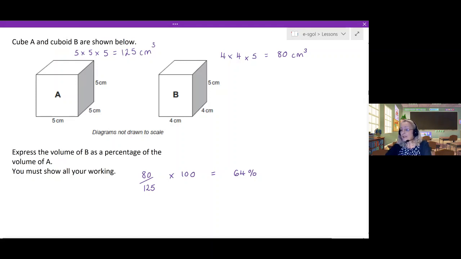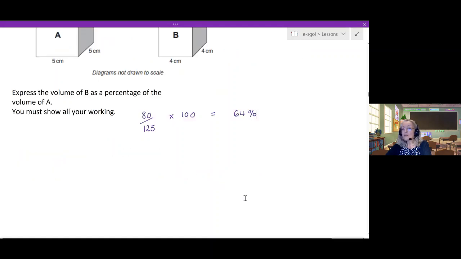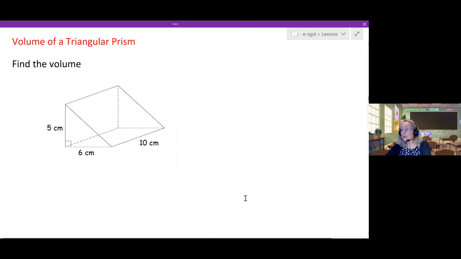So the next one we're going to have a look at is a triangular prism. So with a triangular prism, we've got this front face here, which is a triangle, and then we have got this 10 centimetres here where the triangular prism goes back. And we've got to find the volume of this.